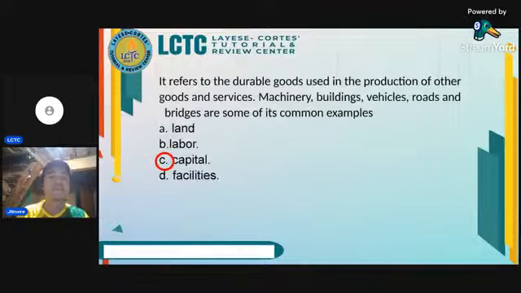Okay. Now, when we talk about durable goods used in the production of other goods and services, machinery, buildings, vehicles, roads, bridges are some of its common examples. Capital. Question: why not include money? Money is not part of capital. Take note, because it is not included in the direct production of goods and services. When we are asked whether or not money is part of capital, the answer is no, because it does not directly involve the production of goods and services. The term there is directly.